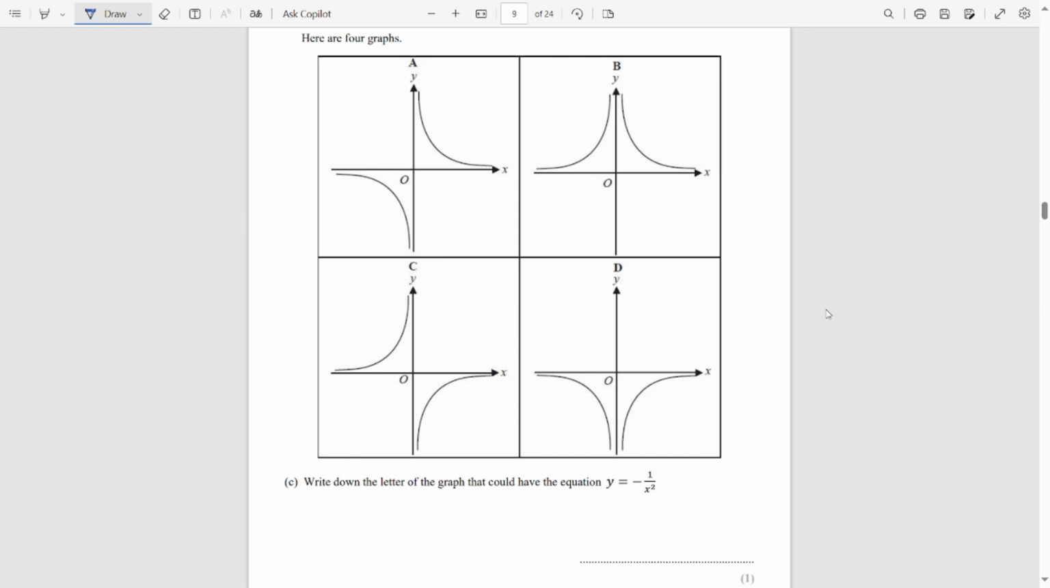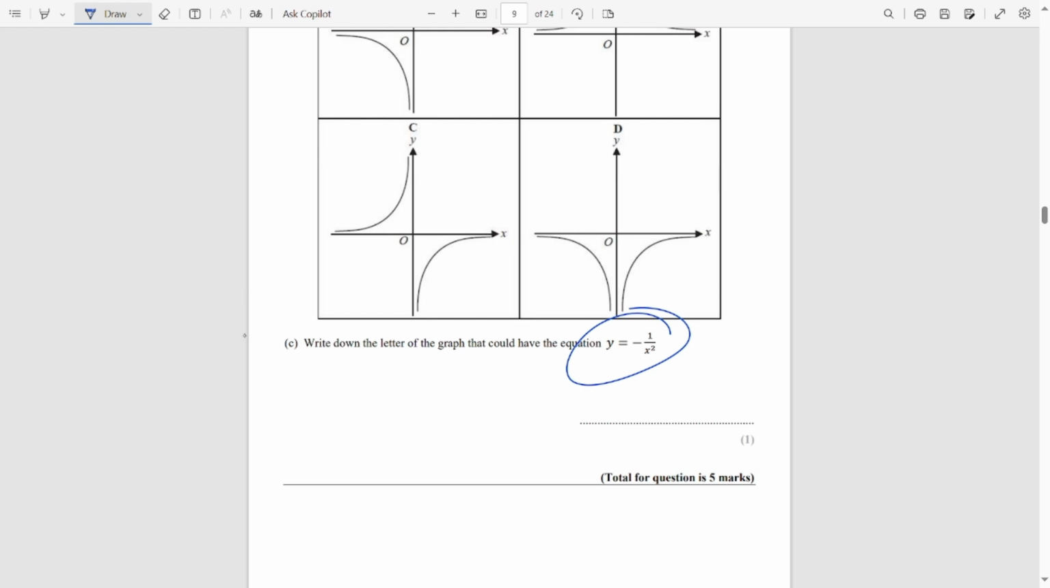Okay, on to the next question. So here we have 4 graphs. These are all different sorts of reciprocal graphs. So reciprocal graphs are things like 1 over x. And I'm asked to write down the letter of the graph that could have this equation here. So let's just summarize all of those 1 over x graphs for you in case you get a different type of question like this. So the graph of 1 over x looks something like that. The graph of -1 over x flips that into the opposite quadrants, so it looks something like this.